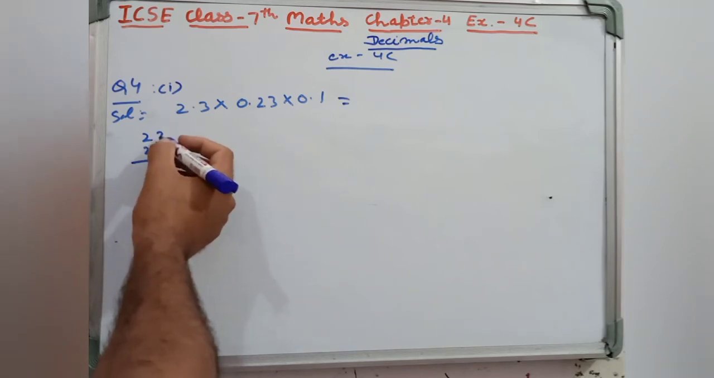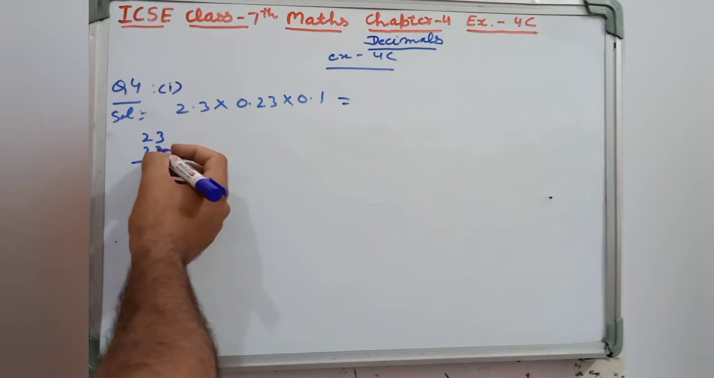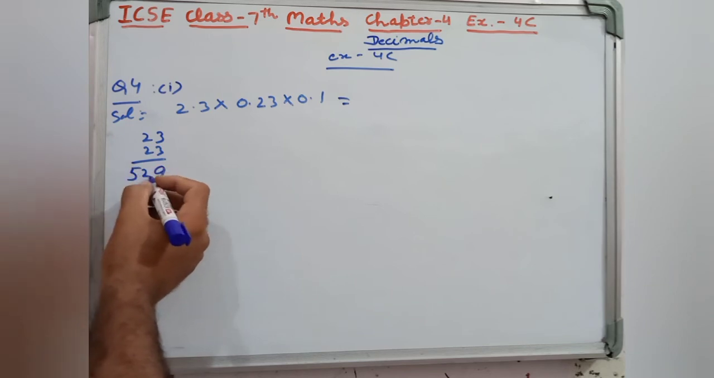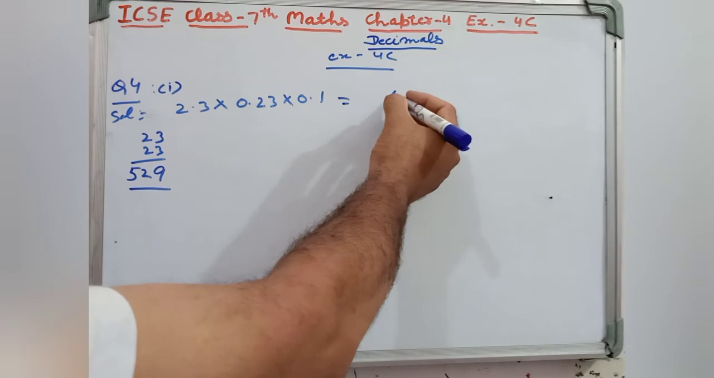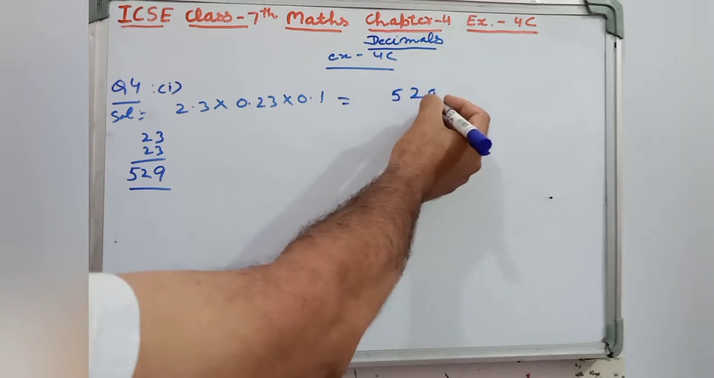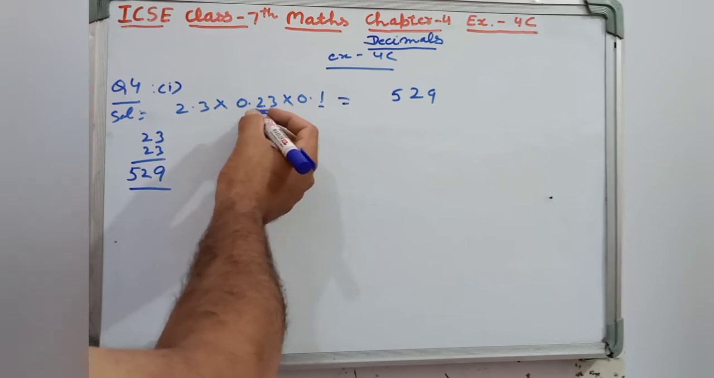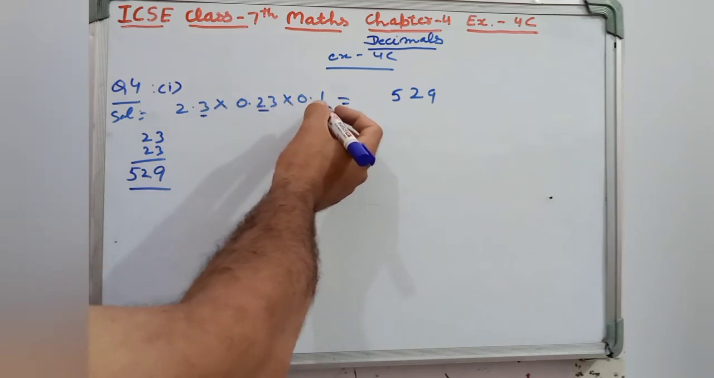Right, 23 times 3 is 69. 23 times 2 is 46, plus 6, 52. So here is our answer: 529. Now decimal places: 1 decimal place, 2 decimal places, 1 decimal place. So the total decimal places is 1 plus 2, 3, plus 1, 4.